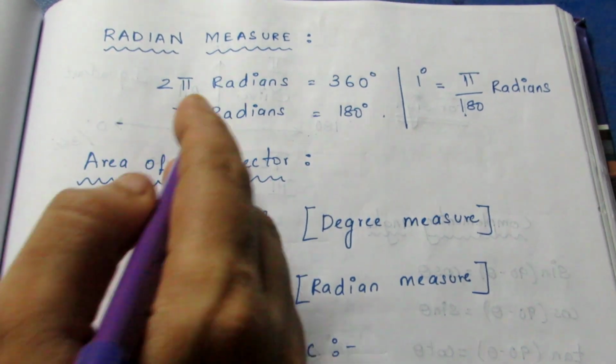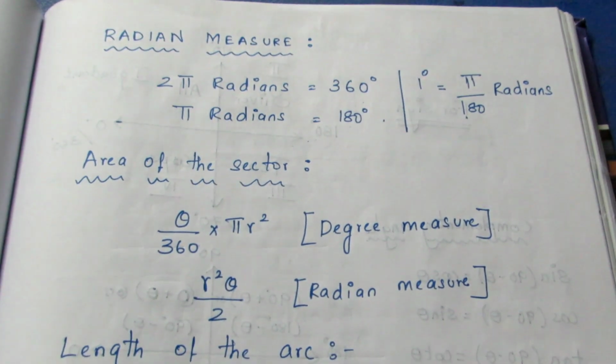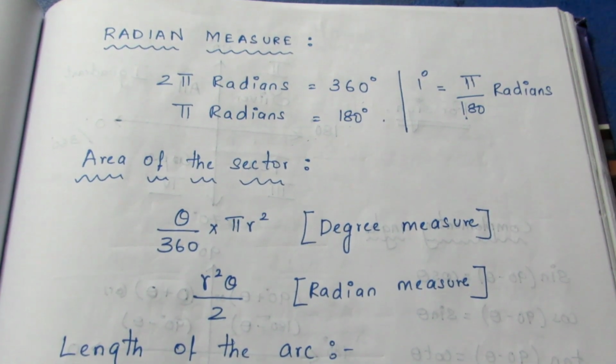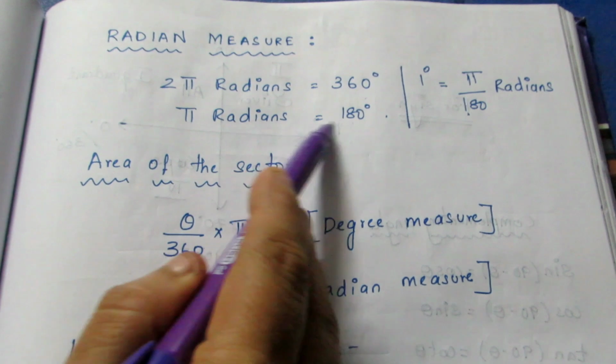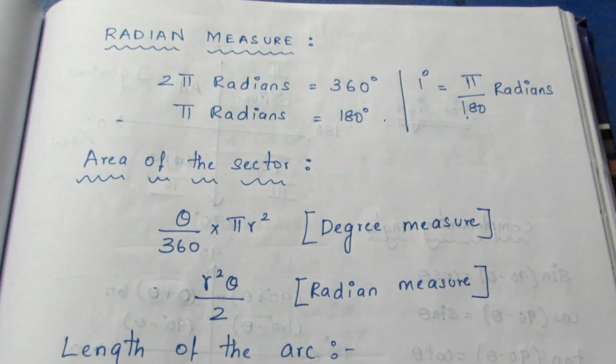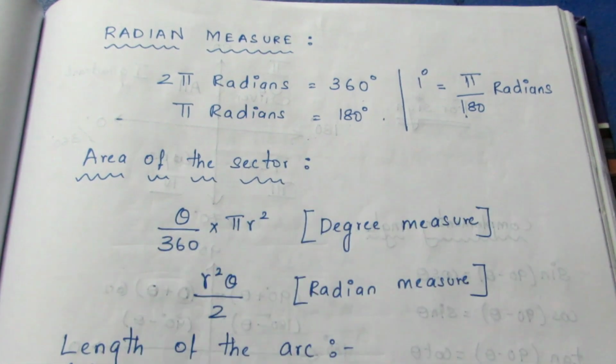2 pi is called as 360 degree. 2 pi radian will be equal to 360 degree and pi radian equal to 180 degree. Okay, I'll just give you one hint.